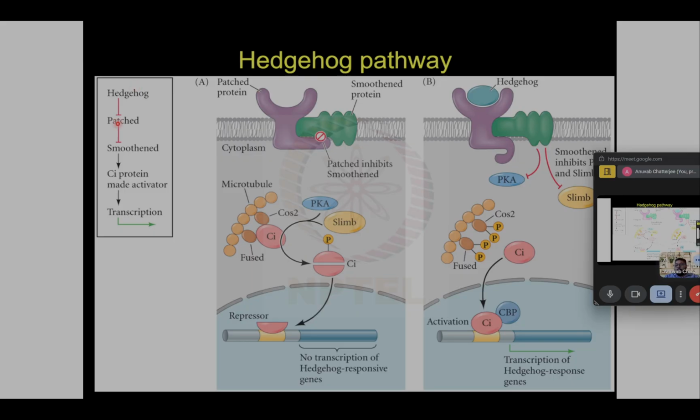So how does the hedgehog pathway work again? Hedgehog binds and inactivates patched from inactivating smoothened. So a double inhibition kind of a situation. When smoothened gets freed from patched's influence, it makes sure CI is not cleaved, and CI goes and does transcription.